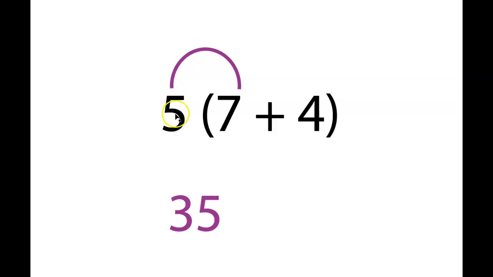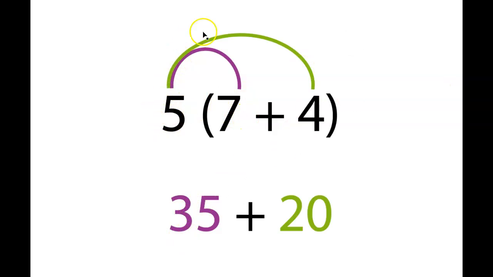First, you're going to do the outside number times that first number, right? So we're going to do our arc times the first number. So 5 times 7, 35. Then we're going to do our arc, the outside number, times this second number over here. Yeah? So 5 times 7, 35, 5 times 4, 20.